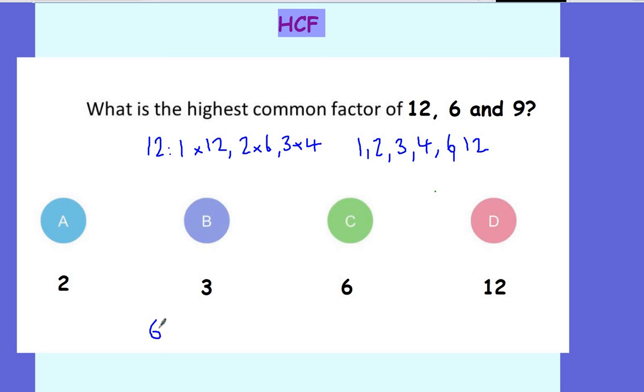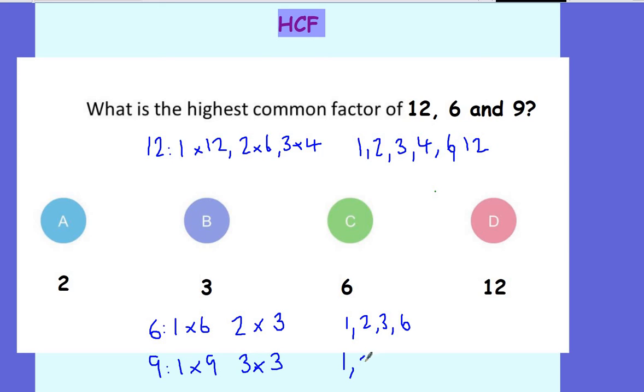The factors of 6, I'm going to do it down here. We've got 1 times 6, or we could also make 6 by 2 times 3. So our factors of 6 are 1, 2, 3 and of course 6. Let's do the same for 9. 9 is made up of 1 times 9, or in fact 3 times 3. So our factors of 9 are just 1, 3 and 9. So although we've got 3 numbers, the process is still exactly the same. What's therefore the highest common factor of 12, 6 and 9?